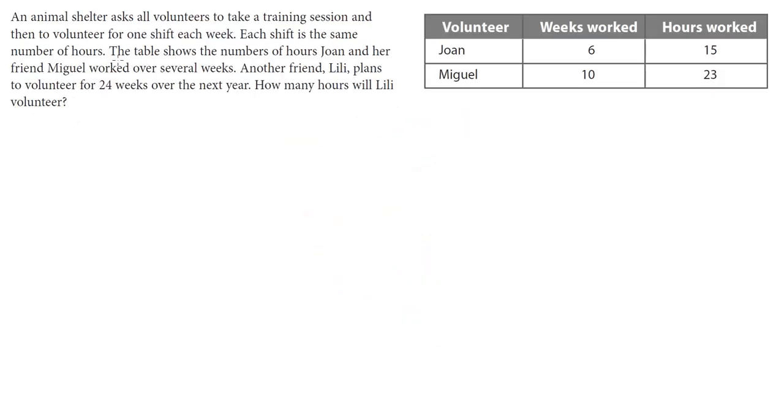All right, next example. It says an animal shelter asks all volunteers to take a training session and then to volunteer for 1 shift each week. Each shift is the same number of hours. The table shows the number of hours Joan and her friend Miguel worked over several weeks. Another friend, Lily, plans to volunteer for 24 weeks over the next year. How many hours will Lily volunteer?